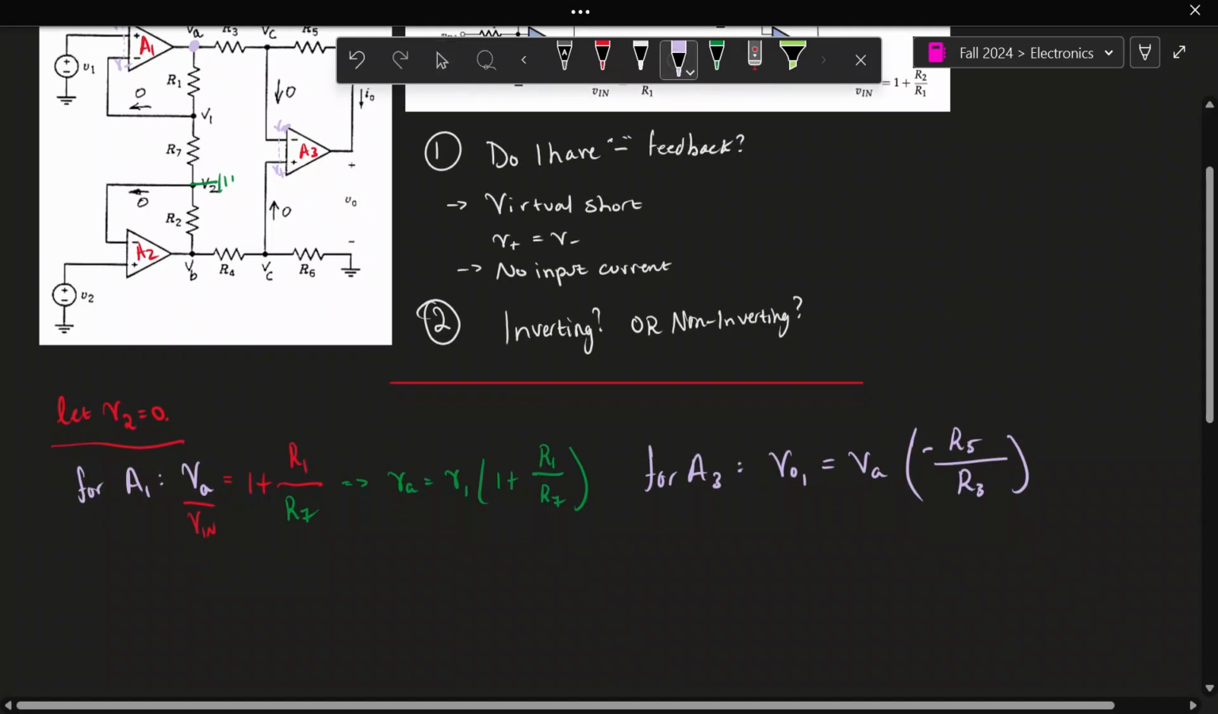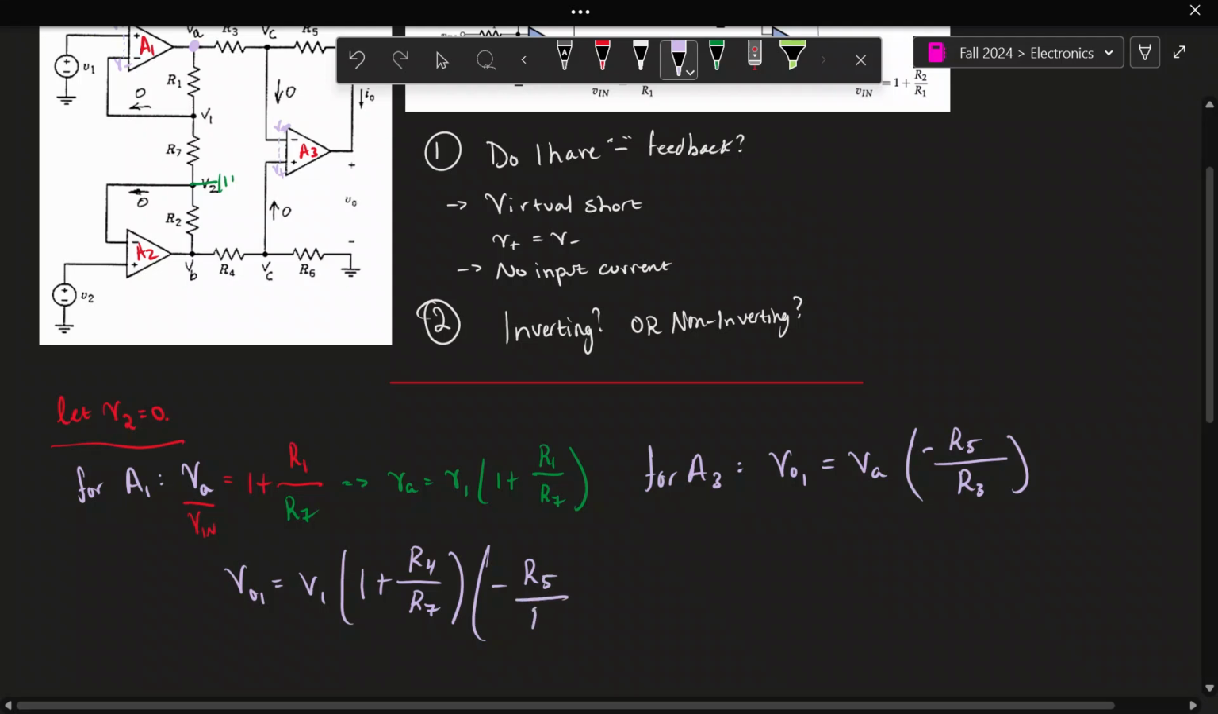So now we have Vout1. Vout1 is equal to VA, which we found to be V1 times 1 plus R4 over R7. And then that VA is multiplied by negative R5 over R7.